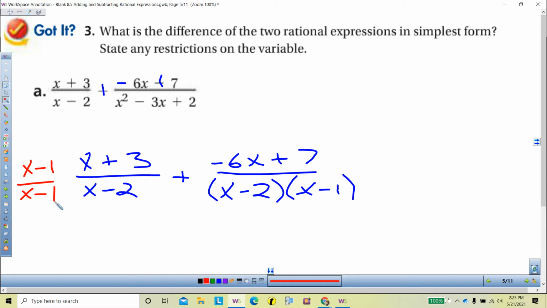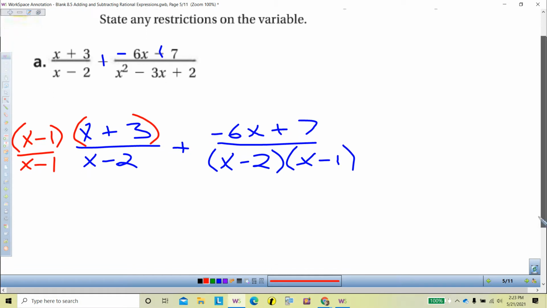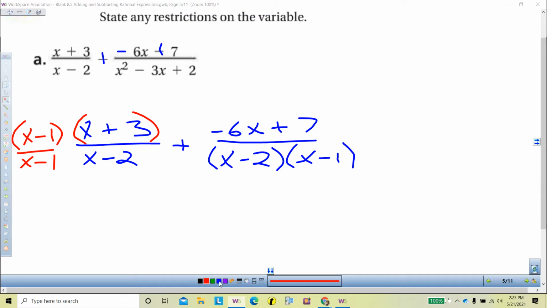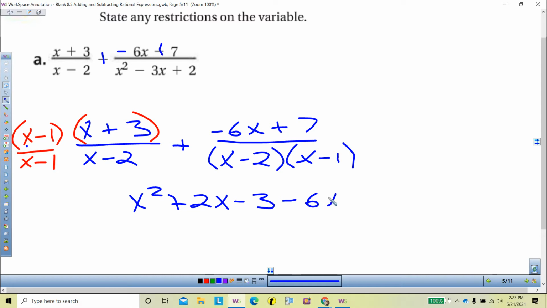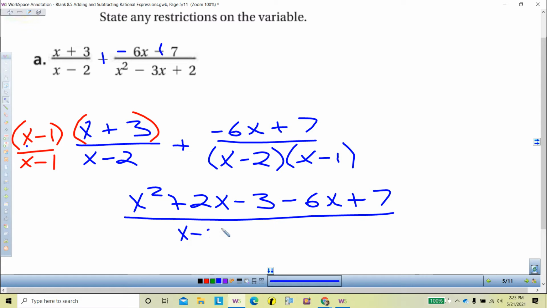So this one's a little more of a pain in the neck, because you've got to FOIL this top, or you can box the top, whatever works for your brain. I like the rapid FOIL method, so for the numerator I multiply the 2 x's to get x squared. I add the negative 1 and plus 3, so negative 1 plus 3 is positive 2x. Then multiply negative 1 times 3, and we get negative 3. And then we have minus 6x plus 7 over x minus 2 and x minus 1.